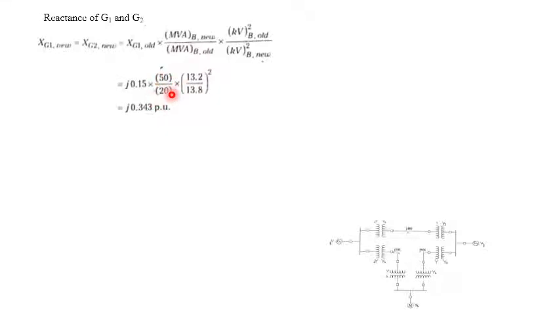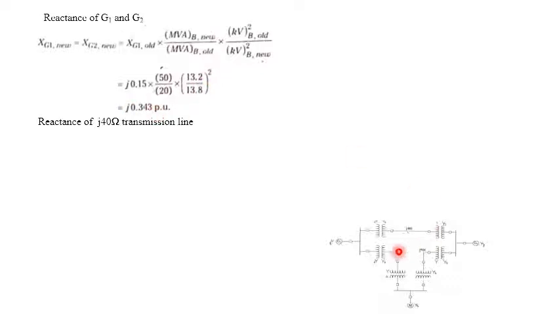In the numerical it is 20 MVA they have mentioned. For kV base square, how did you get this? They have mentioned in the numerical for generator G1 this much, which is 13.2. What we got by making the conversion is 13.8. Substitute this value, the square of this value, and we will get 0.343.